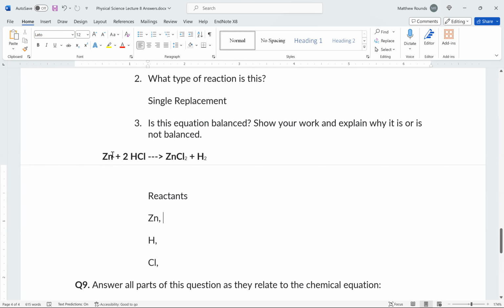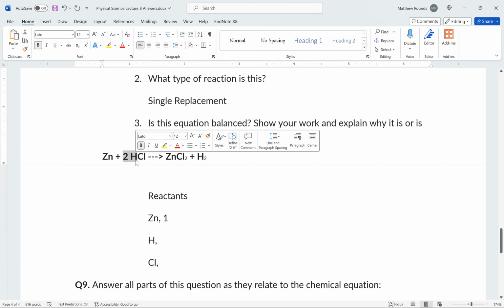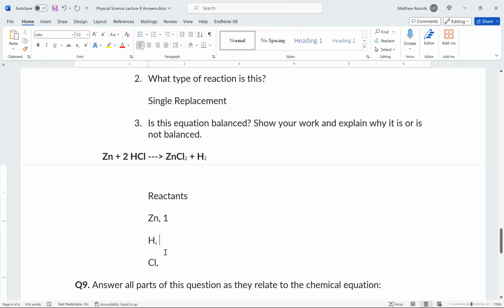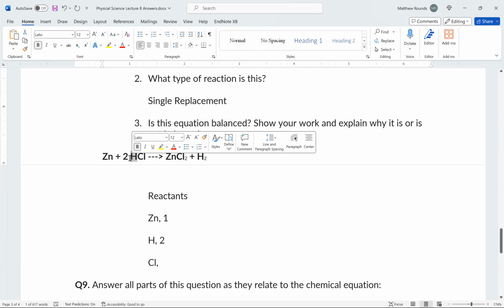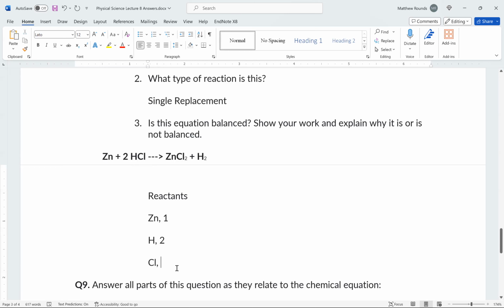How many zincs do you see here on the left side, on the reactant side? Oh, just one? Okay. Now, how many H's are there? And you do have to account for that two in front. There's one sort of H, but you multiply it by two. How many Cls are there? One. But then you have to multiply it by two. So two. Yes.